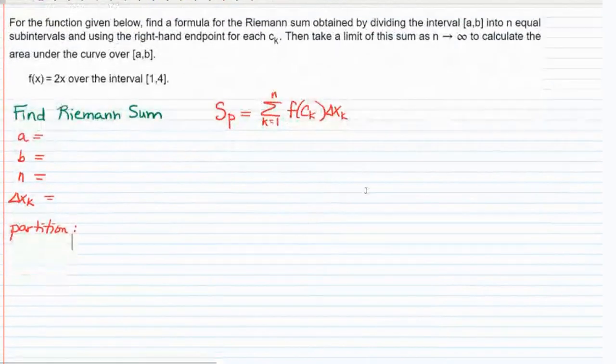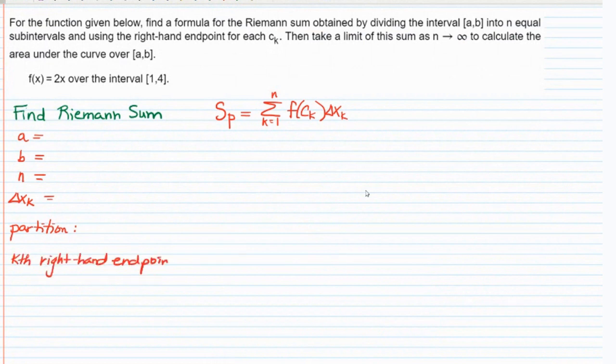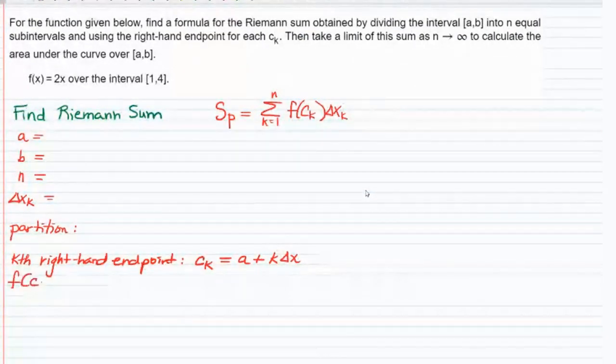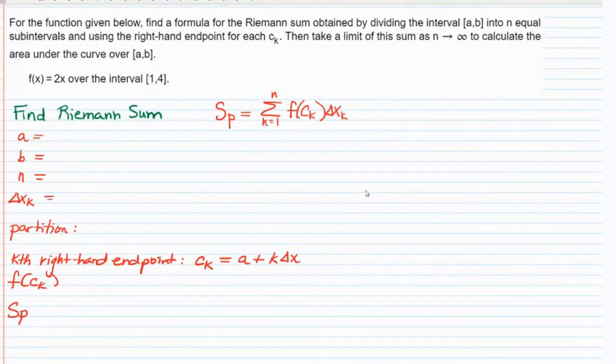The partition itself isn't as important on a Riemann sum as the kth right-hand endpoint in the partition. But I like to write out the partition so that you can relate it back to what we did when we were doing finite numbers. But we're looking for c sub k, and there is a formula for c sub k, which is a plus k times delta x. And then we'll find f of c sub k, and then we'll find the Riemann sum.